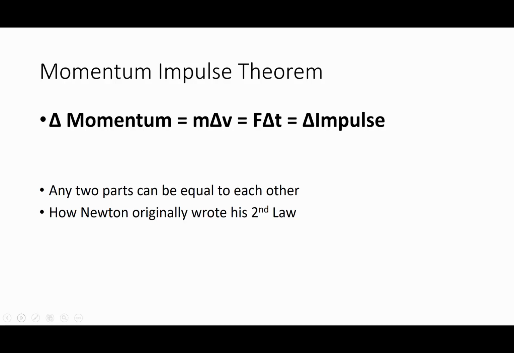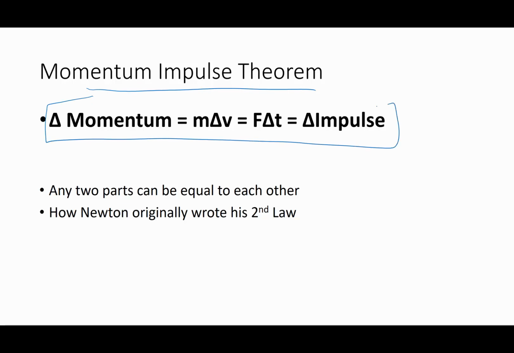Impulse is part of something bigger, and this is called the momentum impulse theorem. Put a box around this, copy this down. This is just a really powerful and useful little equation. It's different from most of the equations we've had so far because it has 1, 2, 3, 4 sections, and all 4 of these things happen to be equal to each other. If you change the momentum on an object, that is going to affect its mass and velocity, which is caused by a force acting for a period of time, which can be called impulse, or the change in impulse on it.